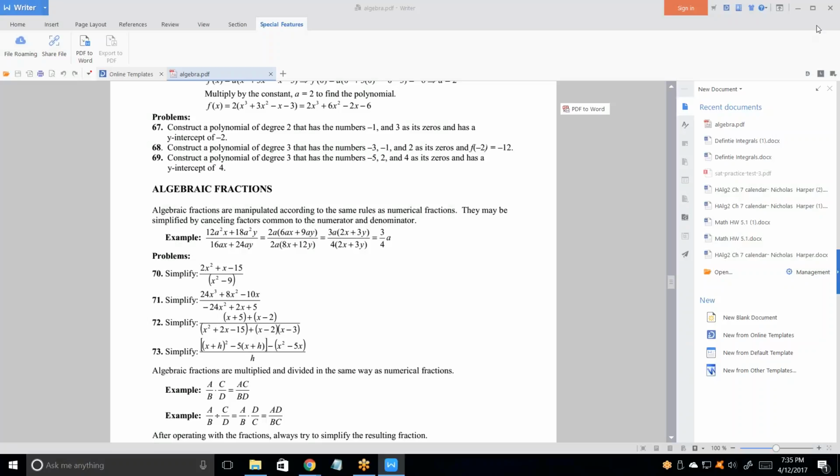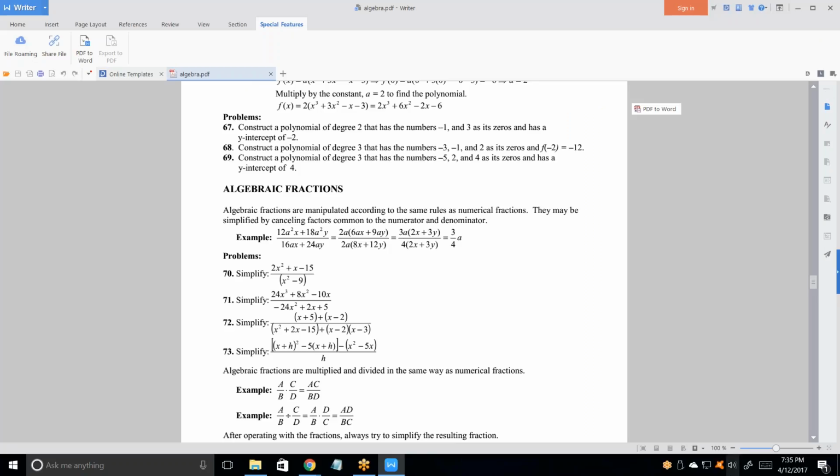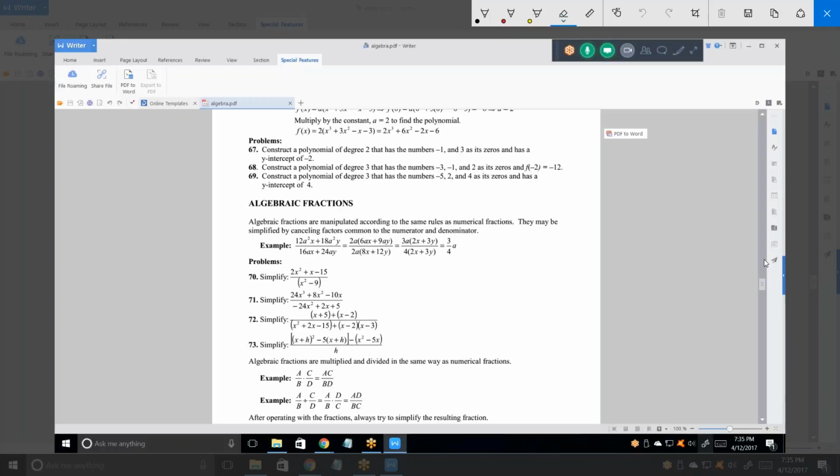Push record and minimize, and then you won't see that. You don't need that page. So now when I take a screenshot of it, I get just this.